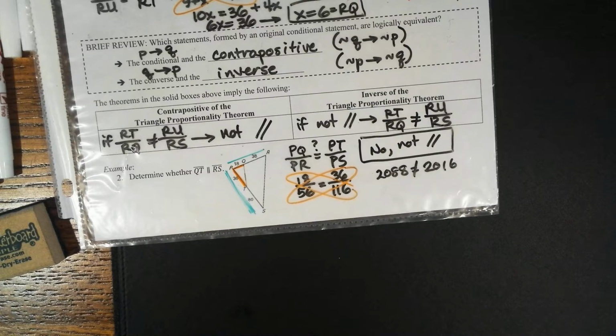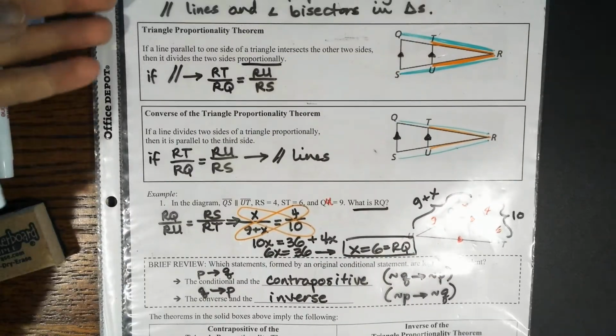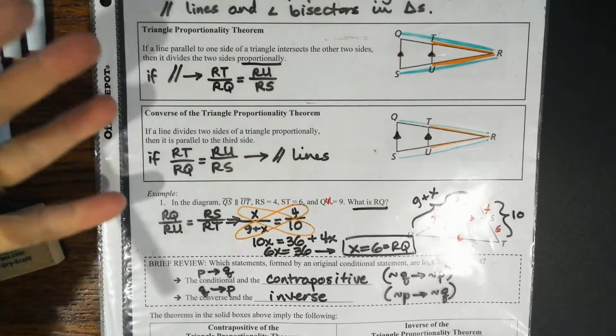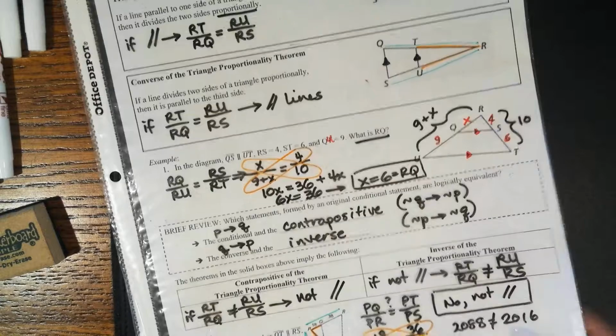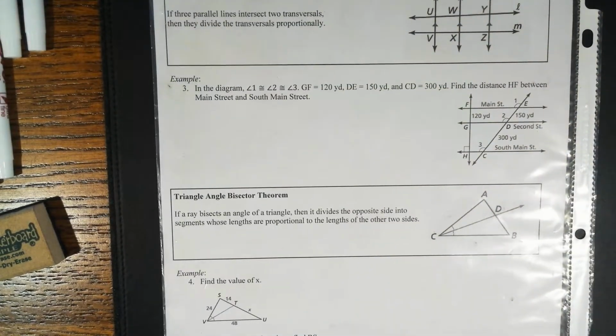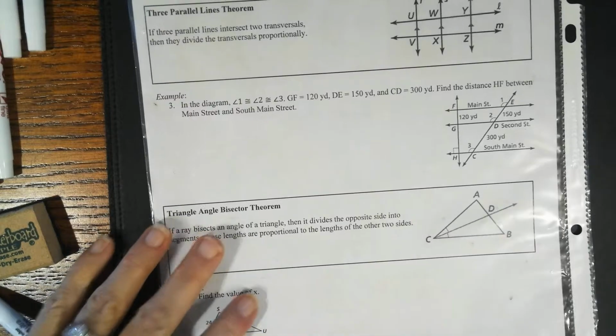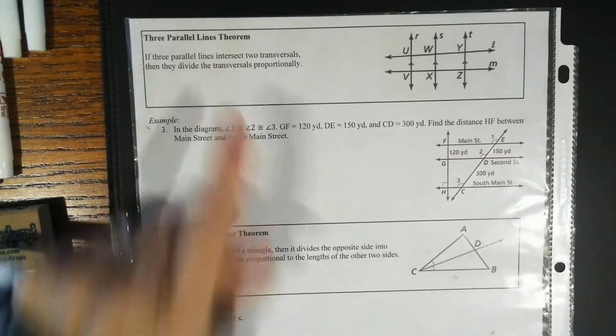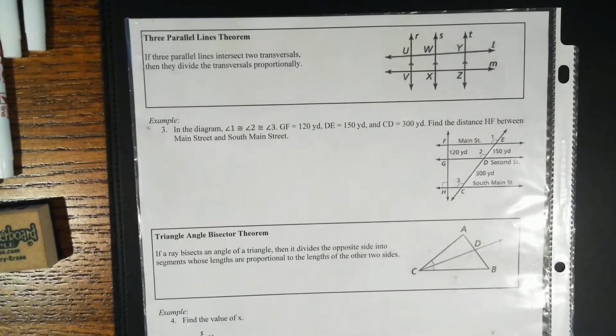Okay, so any questions so far? Okay, so you can prove it's parallel or not. You can prove it's proportional or not. Okay, it is 2 pages of notes, so we're going to turn over now and do our other 2 theorems. This one's very handy, for especially city planning, things like that. And it's called the 3 parallel lines theorem.